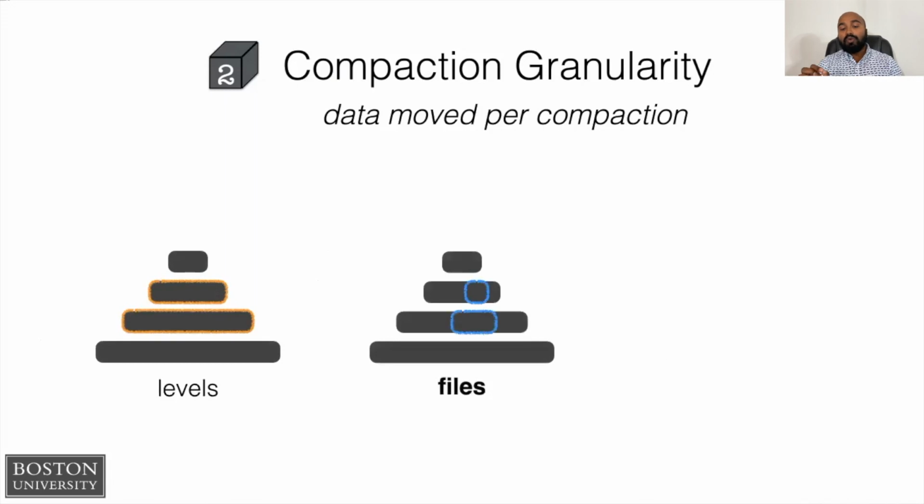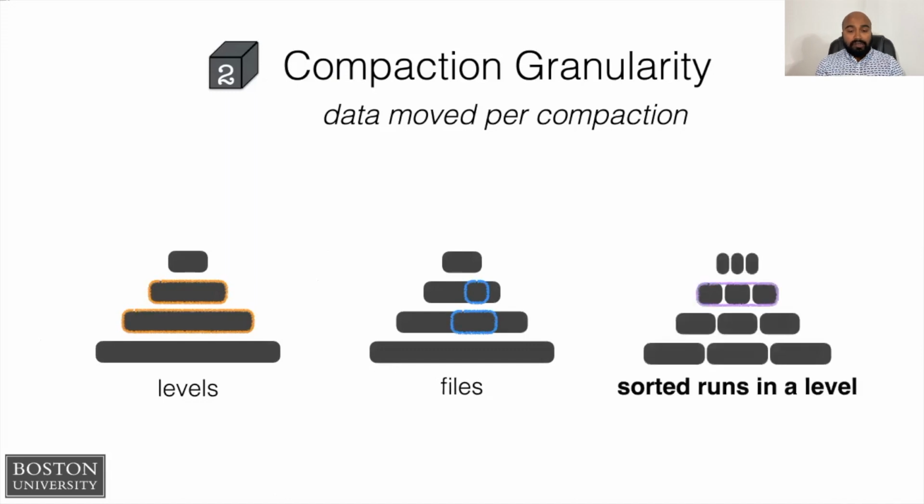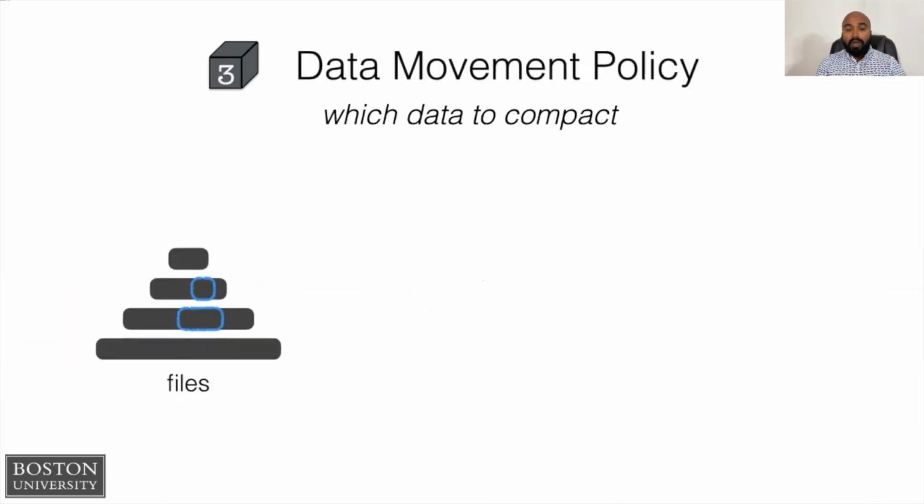Alternatively, we can only move part of a level, typically a file, and compact it with overlapping files from the next level. For tiered variants, compactions are performed simply by sort merging all runs in a same level. For partial compactions, where we compact only part of a level, there is another design decision to be made about which file or files to be picked. This is characterized by the data movement policy.